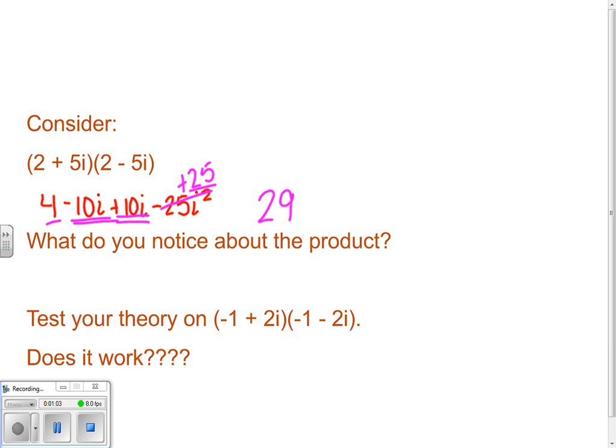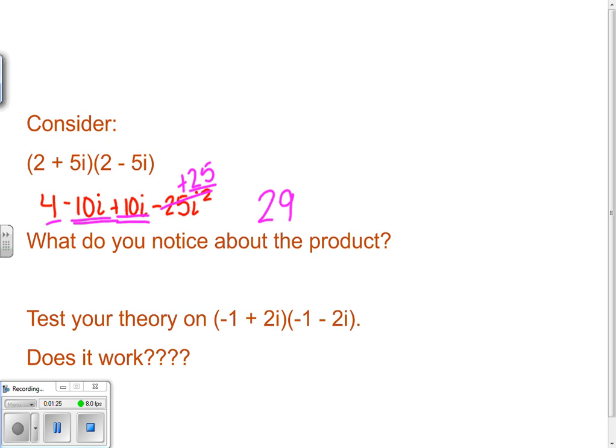Consider what just happened here. We had two complex numbers, 2 plus 5i, 2 minus 5i, and when we multiplied, our answer became exceptionally real. 29 is a very real number. It's what we're used to. All the imaginaries disappeared. Why did that happen? Why did the middle terms, the O and the I in FOIL, cancel?